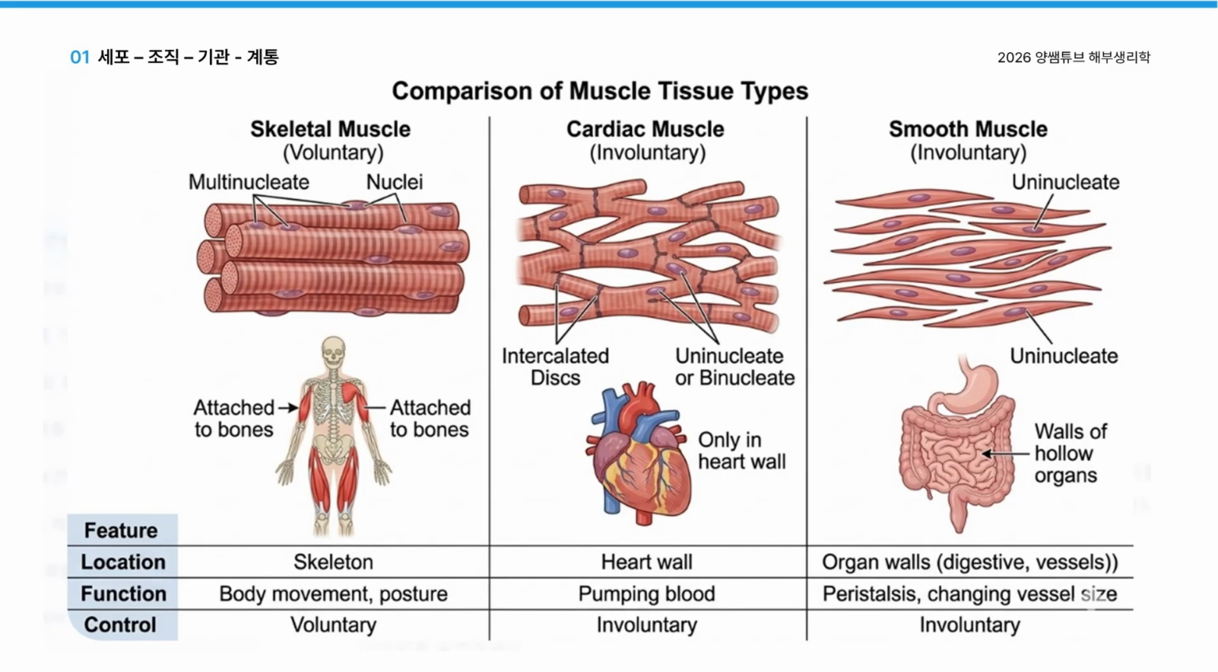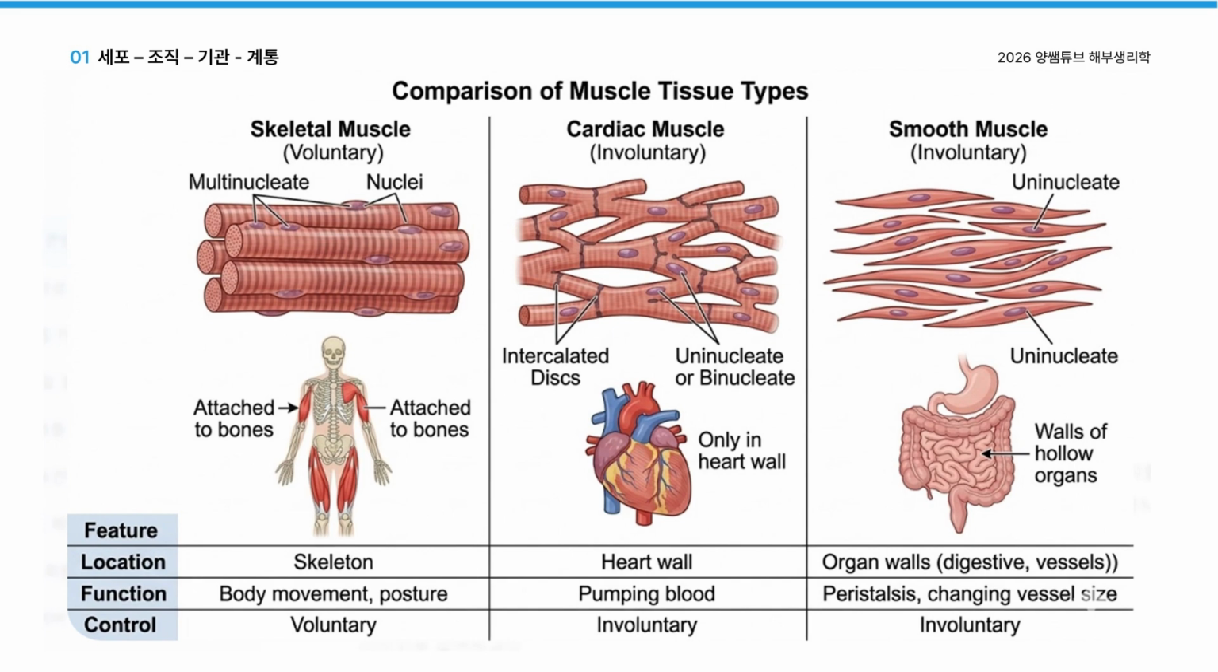Finally, on the right, we have smooth muscle. These cells are spindle-shaped and, most importantly, they have no striations. That's why we call them smooth. They are found in the walls of hollow organs like the stomach and intestines. They work involuntarily to handle tasks like moving food through your digestive tract, a process called peristalsis. To summarize, remember, skeletal is for body movement and is voluntary.